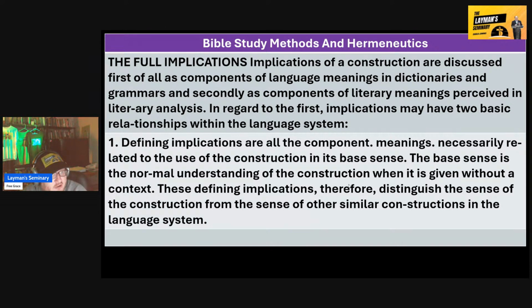Implications of a construction are discussed, first of all, as components of language meaning in dictionaries and grammars, and secondly as components of literary meaning perceived in literary analysis. In regard to the first, implications may have two basic relationships within the language system. One, defining implications are all the component meanings necessarily related to the use of the construction in its base sense. The base sense is the normal understanding of the construction when it's given without a context. These defining implications therefore distinguish the sense of the construction from the sense of other similar constructions in the language system.